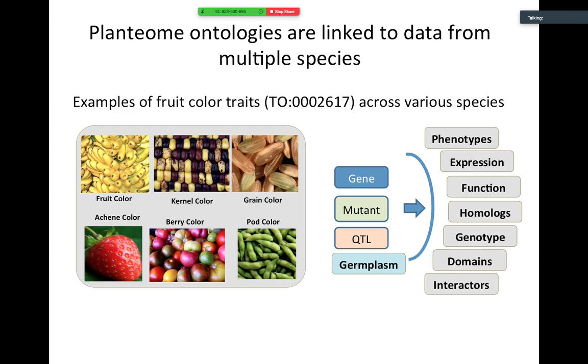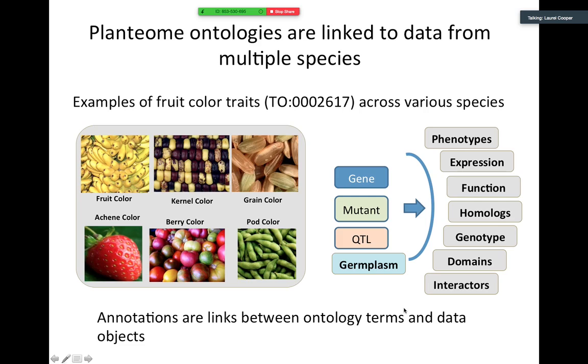So all these different traits are related back to the data behind them, which has been characterized: the genes. There may be mutant genes, there may be QTL studies that have been done, and of course there's germplasm that has been characterized for these. And this is related to all these different domains such as phenotypes, gene expression, function, the domains and the interactors of the proteins.